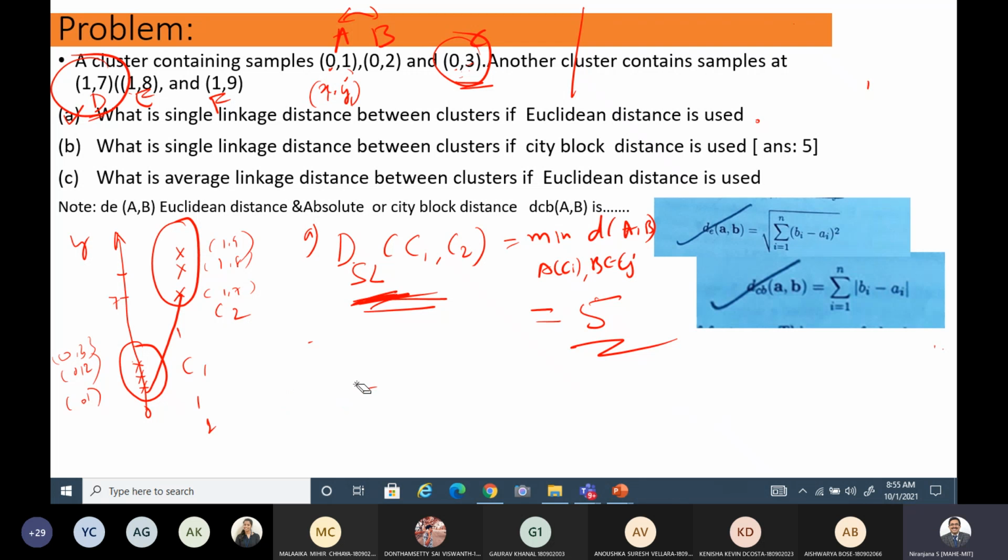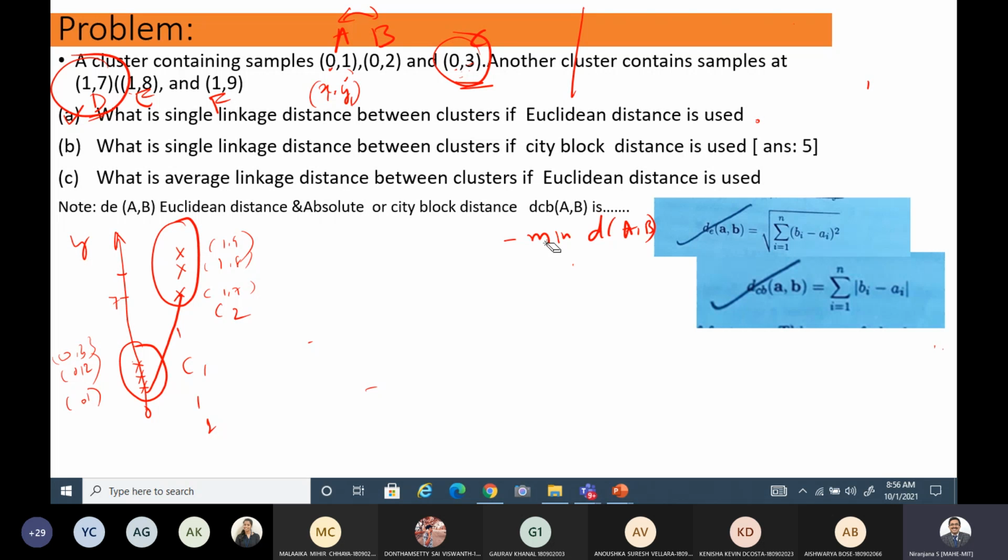That's all, because it is easy actually. Absolute difference comparatively, no need of square root and all. You don't even need a calculator here, right? So the second answer for B is 5. Okay. Similarly, you can do the third part also. The third part is also very similar.